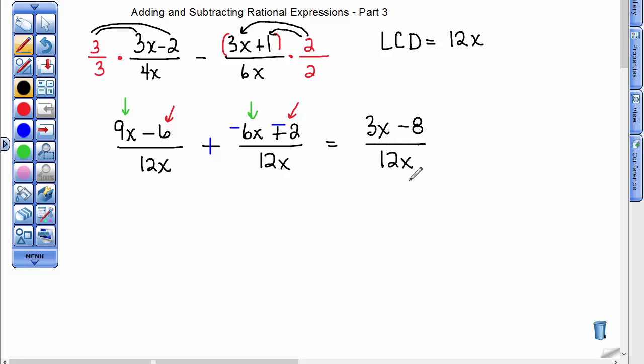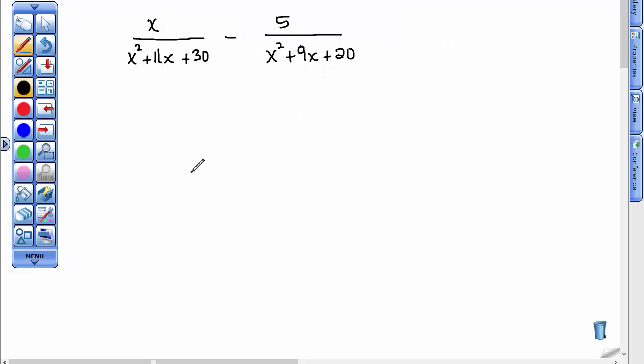Since the numerator cannot be factored, I'm done with this problem. There's nothing that can be taken out of this that I could reduce with that denominator. Okay, let's try a harder one. Remember, you must get a common denominator.